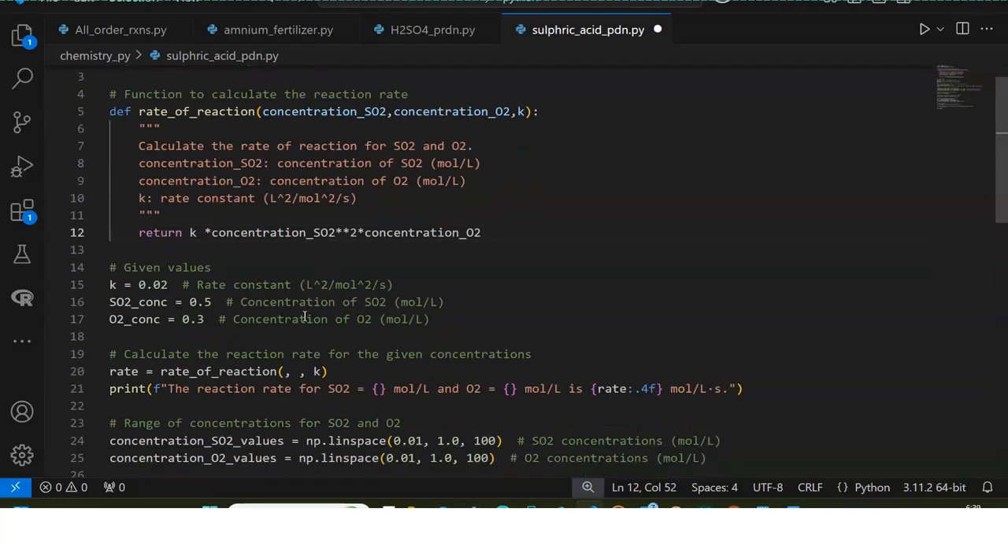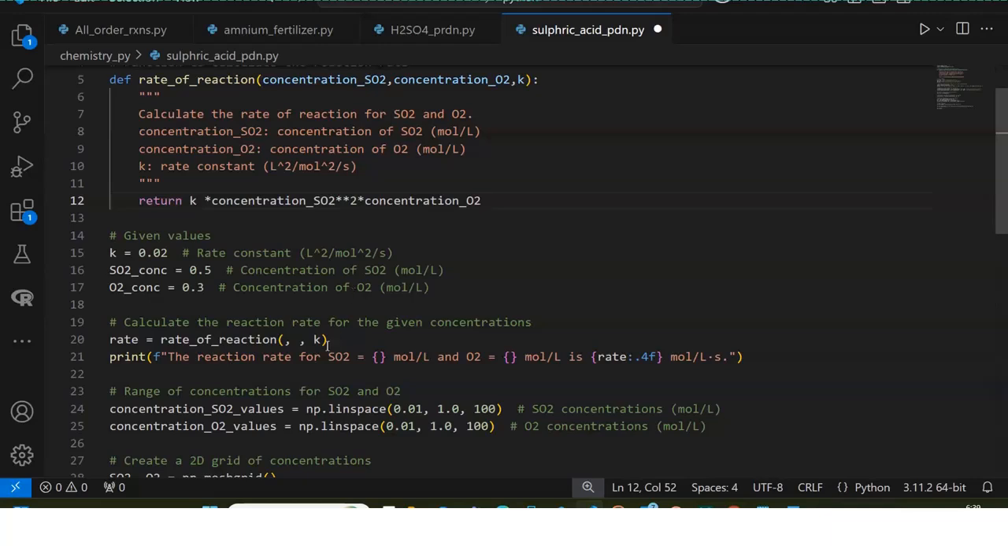So we are through. So let's initialize the values. k is taken to be 0.02. The sulfur dioxide concentration is 0.5, that of oxygen is 0.3 in moles per liter, and the other one is in liters squared per mole squared per second. So let's look at the reaction rate for the given concentrations.